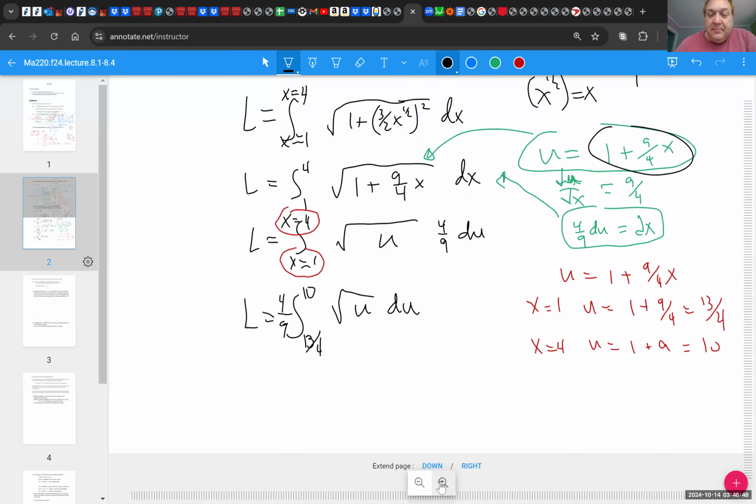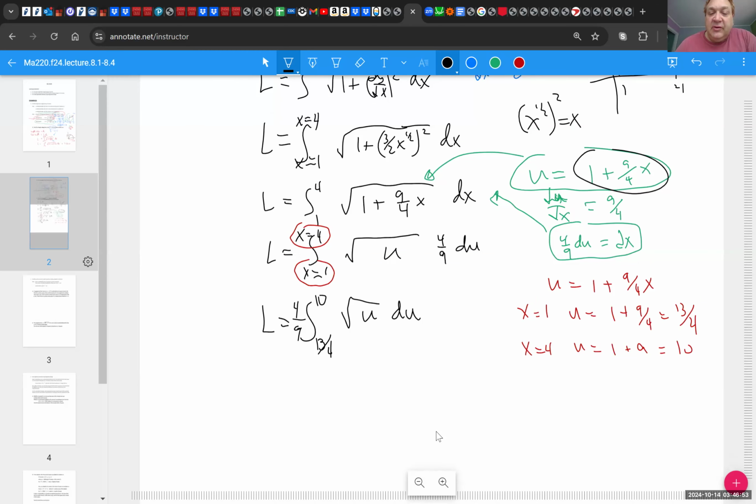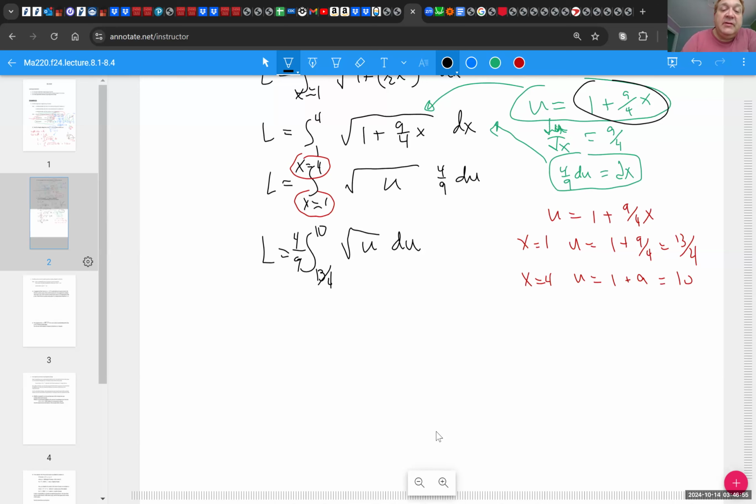Okay, so by the way, you don't have to convert everything in terms of u's. What you can do instead is just substitute back in terms of x's. So once I do the antidifferentiation, this would be 4/9 times the antiderivative of u to the 1/2, which is u to the 3/2 times 2/3. And that will be evaluated from u equals 13/4 up to u equals 10.